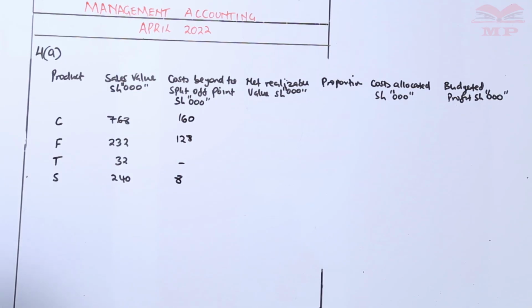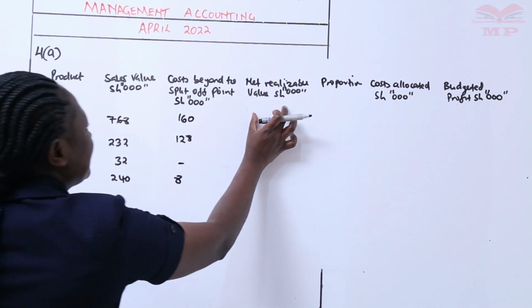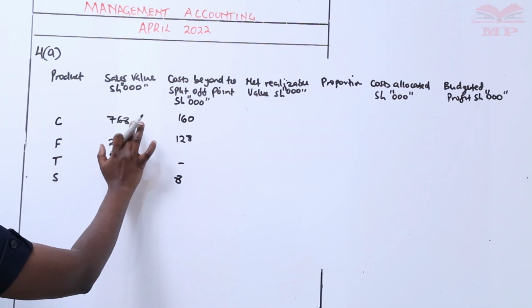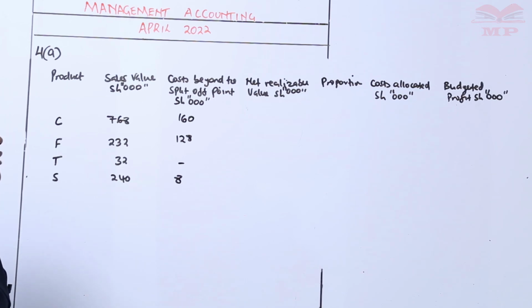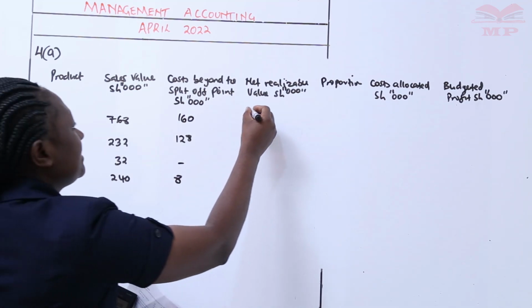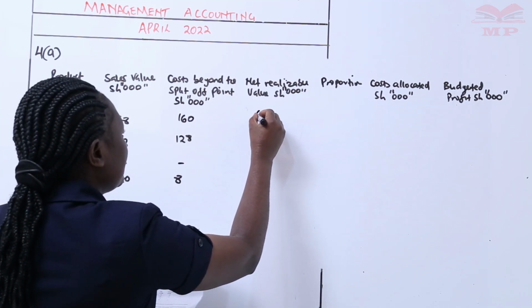So what's net realizable value? Net realizable value is simply where we are taking the sales. When you sell your product, what is the sales value? Take the sales value and subtract any cost that has been incurred for the sale of that product. So to get the net realizable value, we are simply taking the sales value minus the costs beyond the split off point. And so we take 768 minus 160. For C, we have 608.